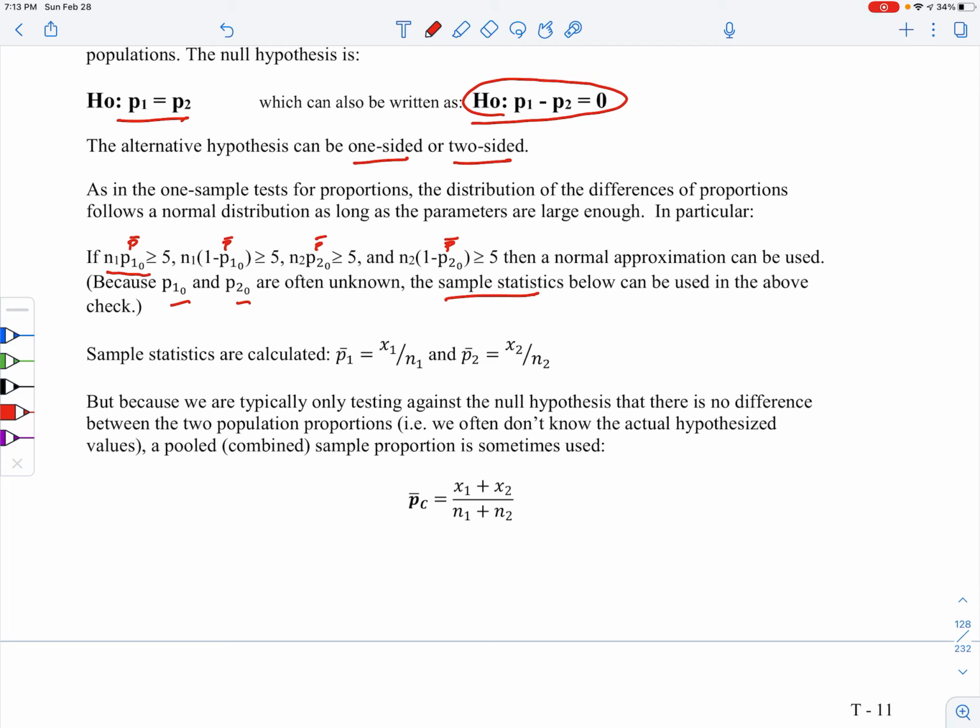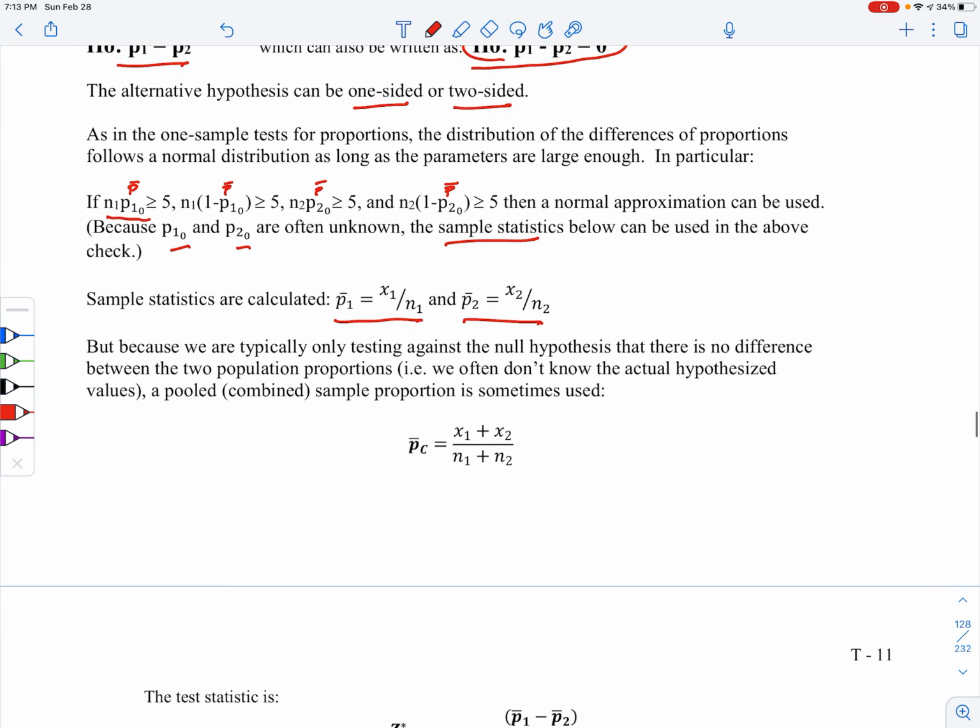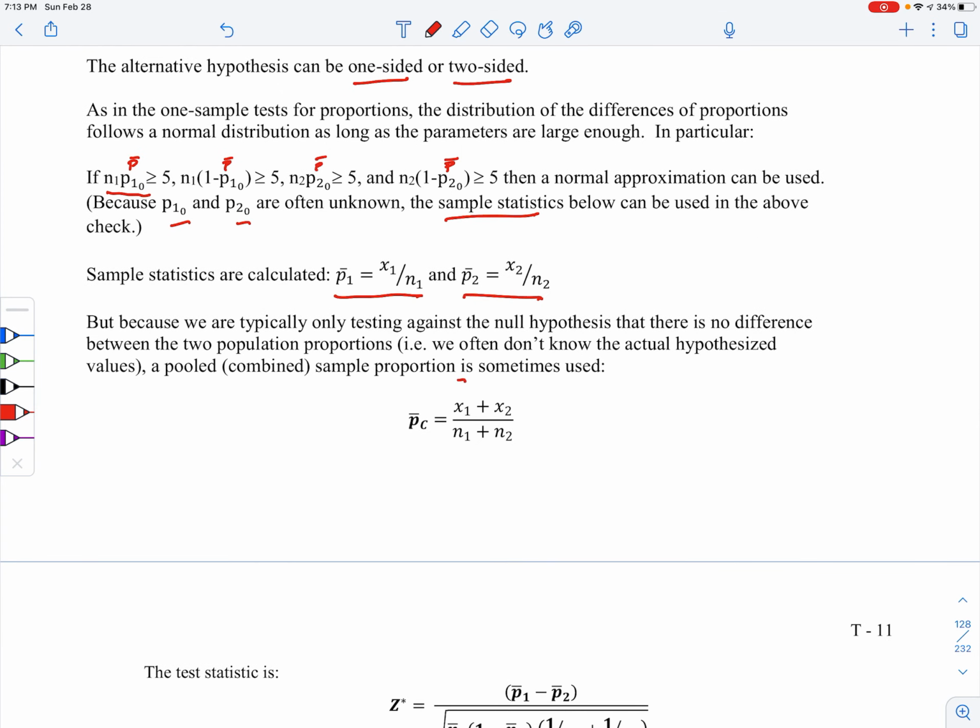The sample statistics are just your usual way of calculating a p-bar, the number of successes x over n. So p1 bar and p2 bar. And what we actually do is come up with a pooled proportion. It's a pooled or combined sample proportion for the two. So you just simply add up in the numerator the number of successes, and then in the denominator the total n here.